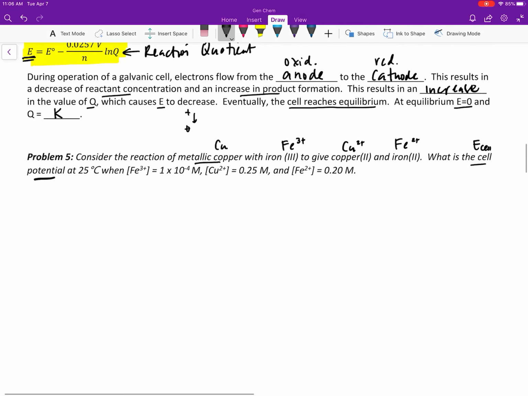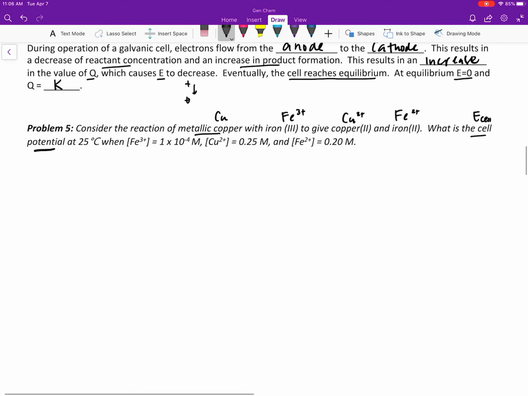E cell naught, with that little symbol up there, is standard reduction potentials, and that only is the value if the concentrations are 1 molar and 1 atmosphere. So we know that these concentrations are not 1 molar and they're not 1 atmosphere. So this is going to tell me I need to use the Nernst equation, okay? Because I'm calculating non-standard conditions.